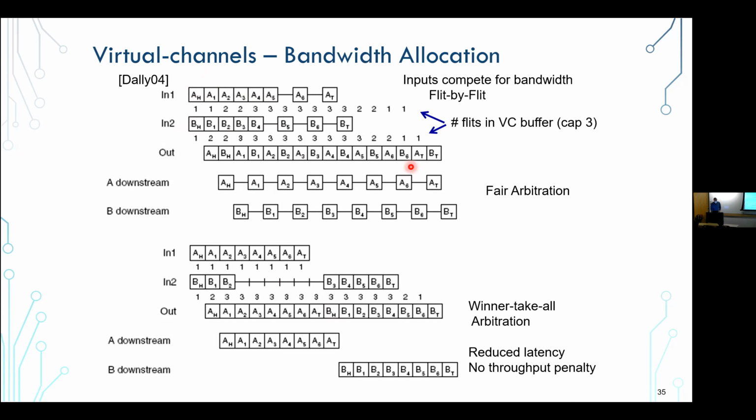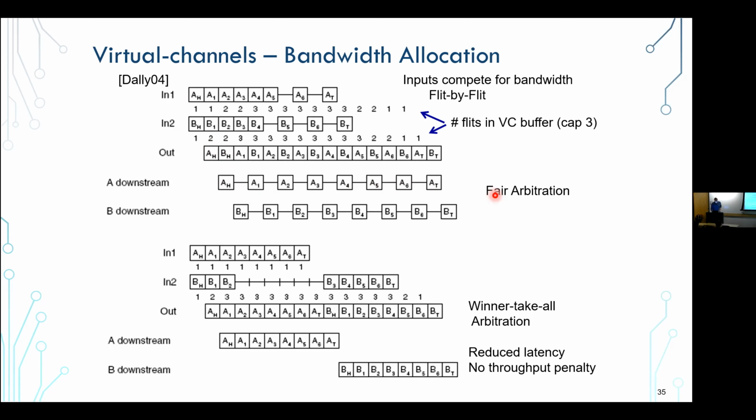So one arbitration, which we'll call fair, would ping pong between the two. So go A head, B head, A1, B1, etc. And what that results in is basically an interleaving of the flits traversing the switch. We call that fair arbitration because both make it at the same time.